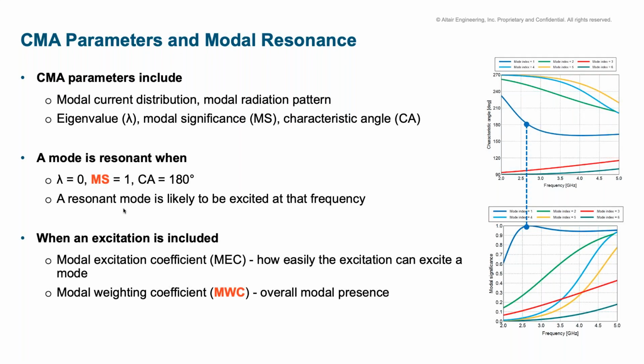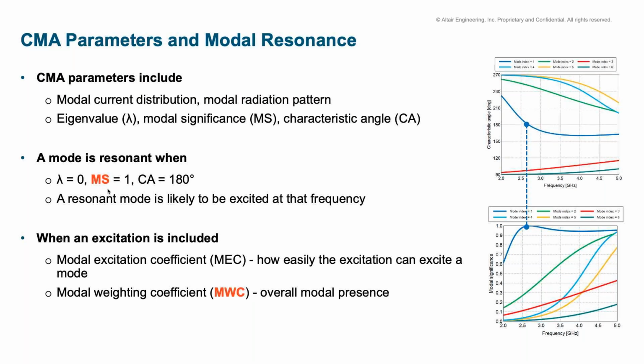Finally, when we include an excitation, so for example, adding an antenna to the structure, we have two further parameters available. The first is the modal excitation coefficient, which is a measure of how easily the excitation was able to excite a given mode. And finally, the modal weighting coefficient is the overall modal presence. So that is essentially a combination of the modal excitation coefficient and the modal significance.